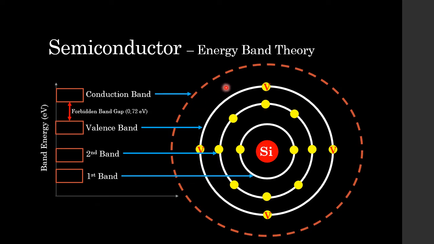And in order for a valence electron to move out of this valence band and into the conduction band, it needs a certain amount of energy. If it doesn't have that energy, it's not going to happen. And for silicon, we know that energy is 0.72 eV.